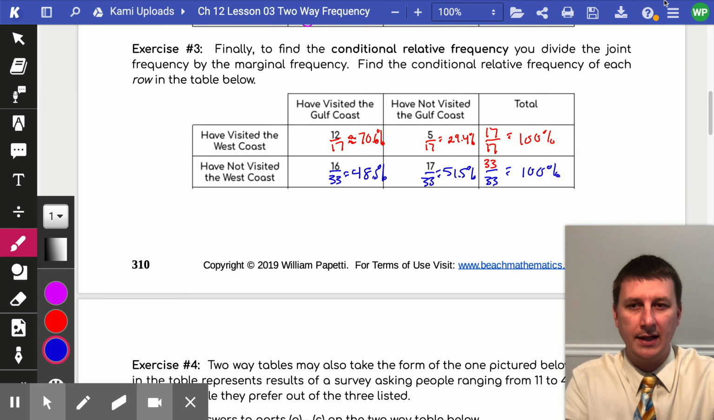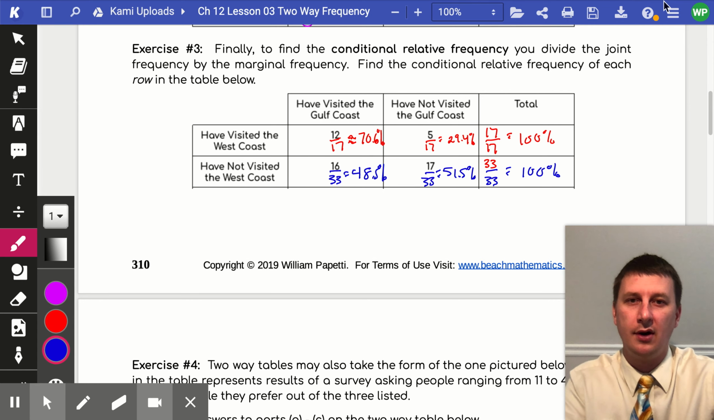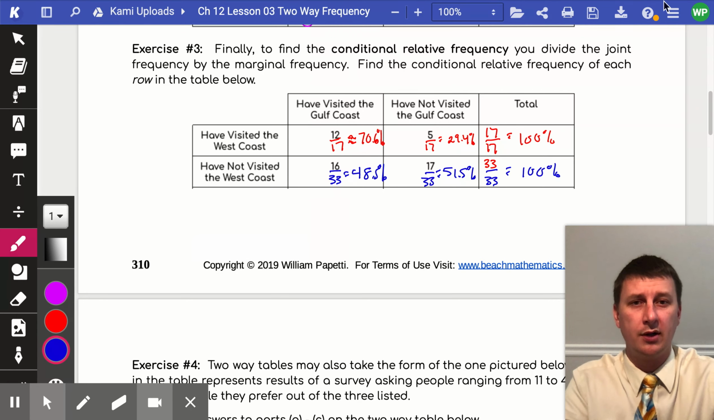Now, lots of words in these first three exercises, but luckily I think those are all of the fancy vocabulary words that we're going to be looking at when it comes to two-way frequency tables.